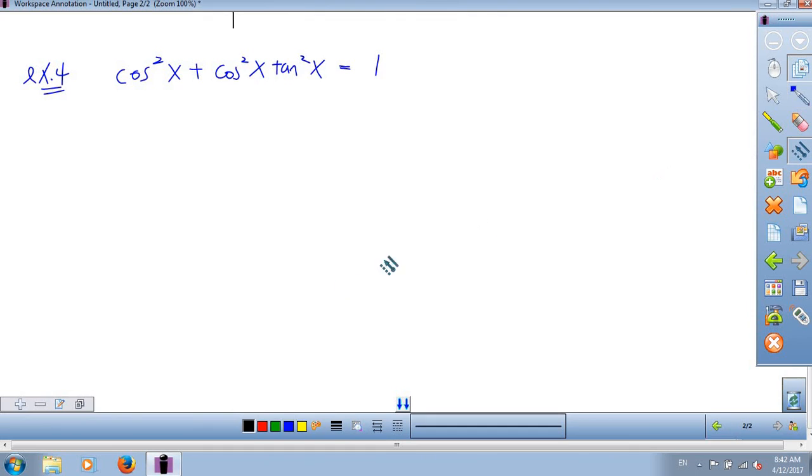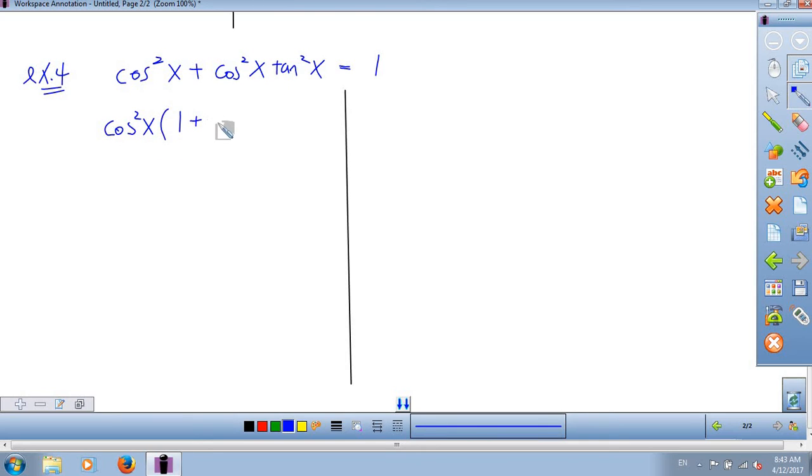Alright, so now remember, there is more than one way to prove this. Okay, there are several ways to do it, but let's take a look at this. Cosine squared x plus cosine squared x times tangent squared x equals 1. Now one thing I noticed is there's cosine squared x in both of the expressions.